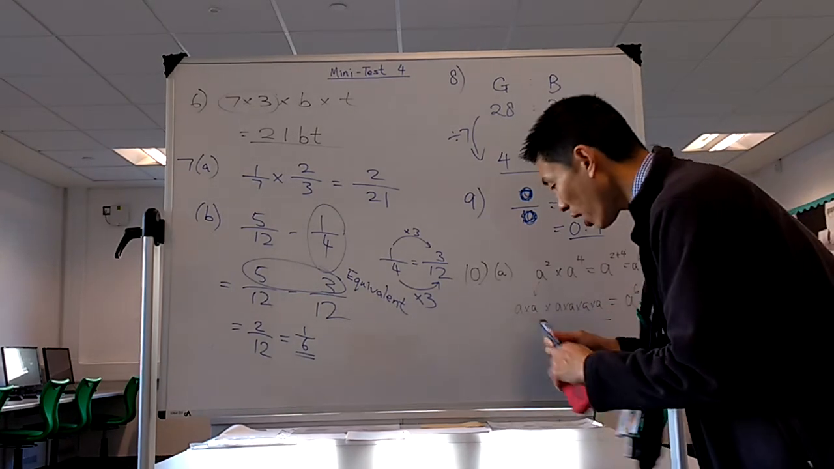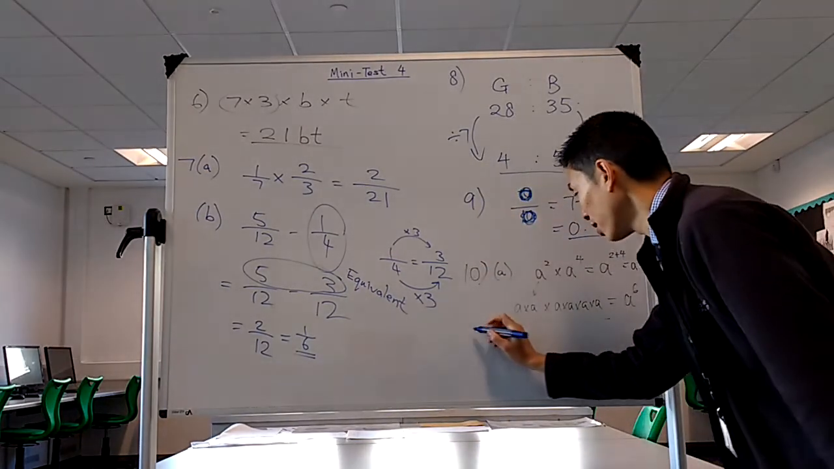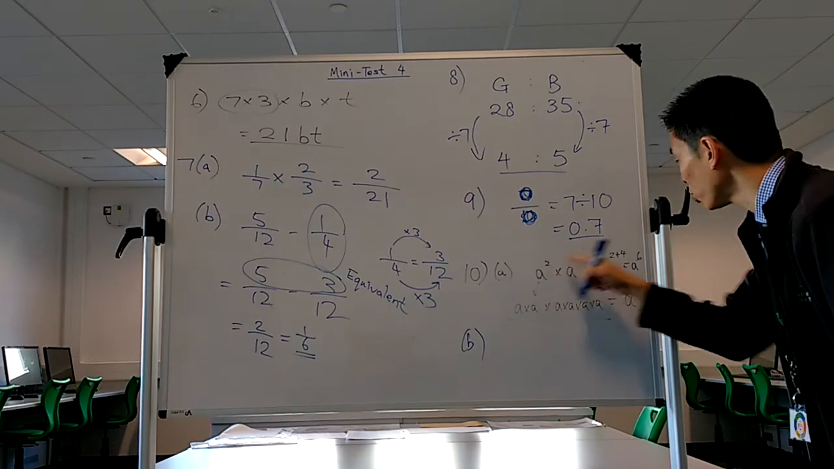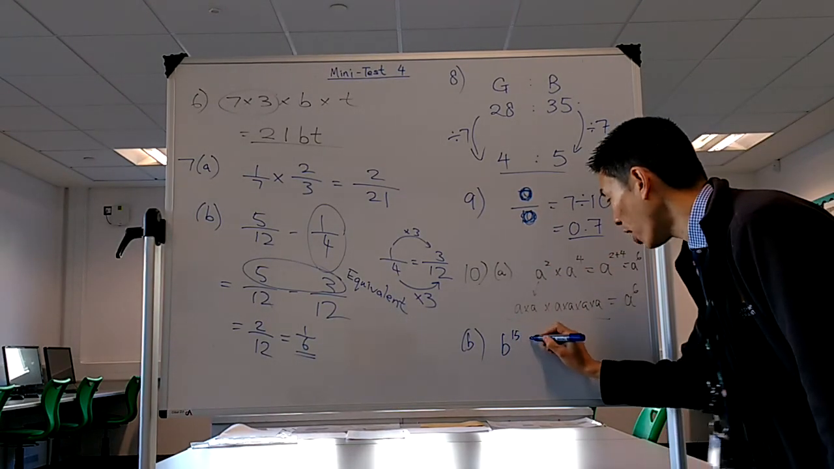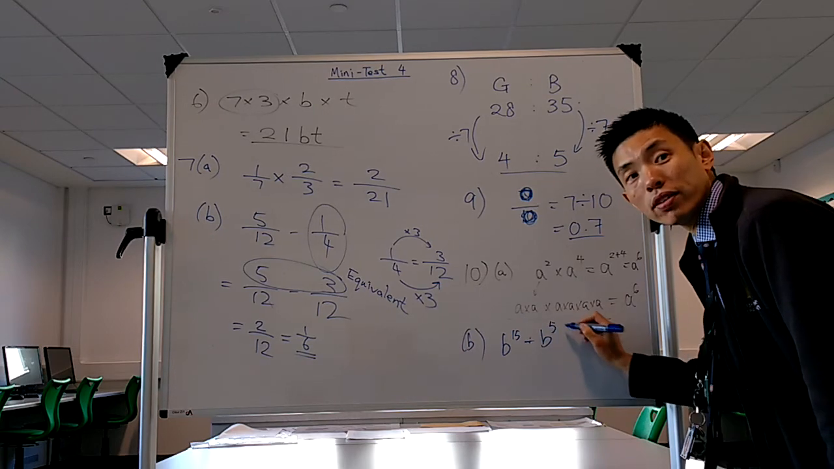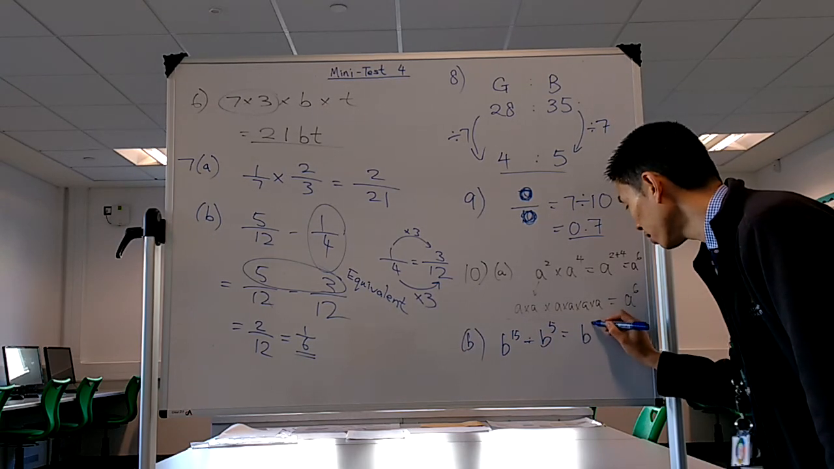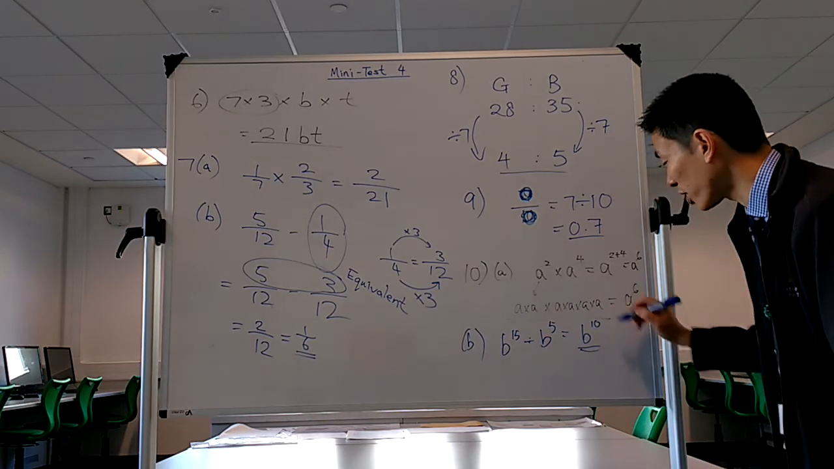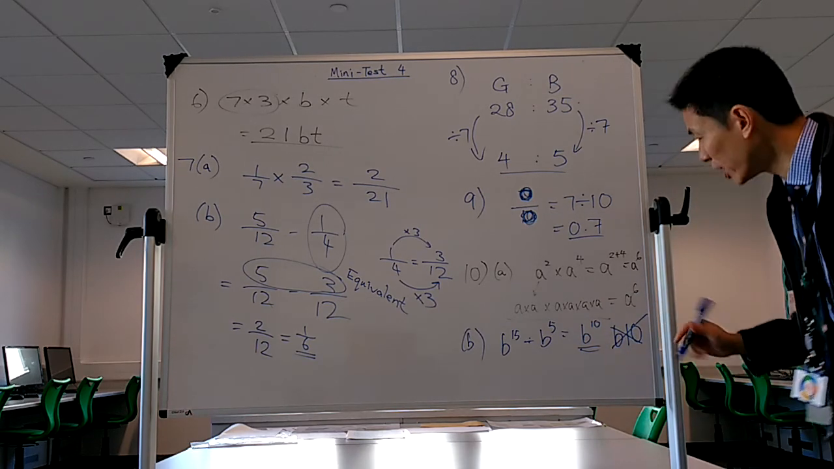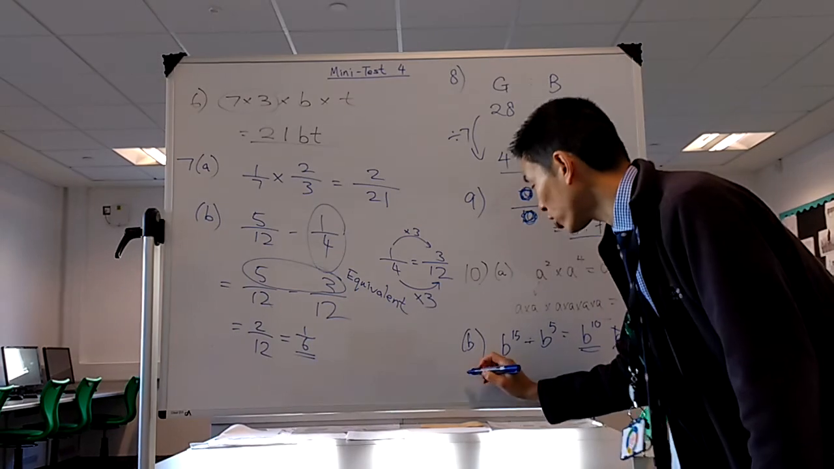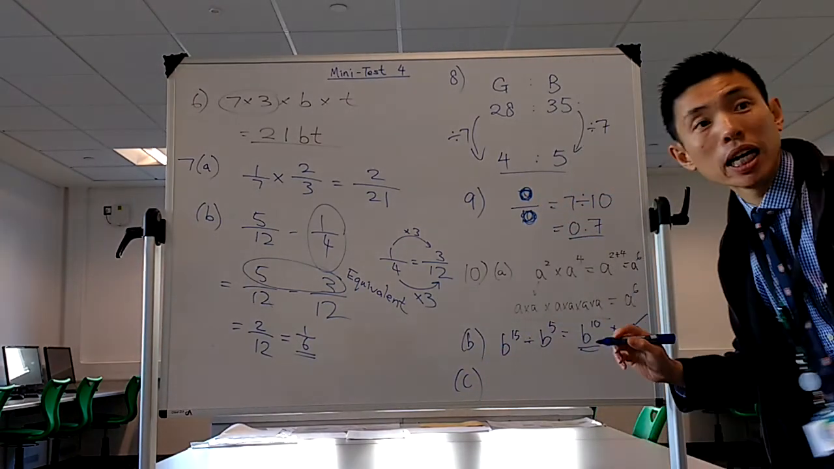So, onto the division. If it's times, you add the indices; when you divide, you subtract. So b^15 divided by b^5 is equal to b^10. Make sure it's power of 10. Some students write it like that, okay, which is wrong. Okay, don't do that. Okay, so lastly for question C.